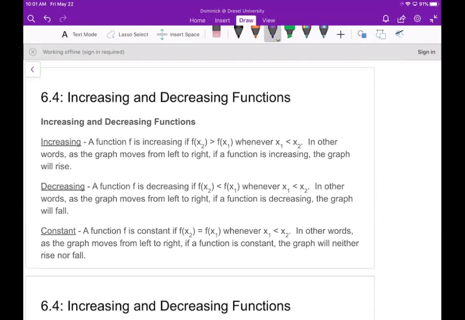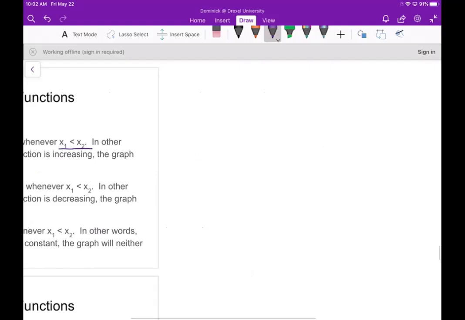In the increasing case, we say that a function is increasing if f of x2 is greater than f of x1 whenever x1 is less than x2. The easiest way to think of an increasing function is if you move from left to right, the graph will rise. Now, I want to expand this definition a little bit.